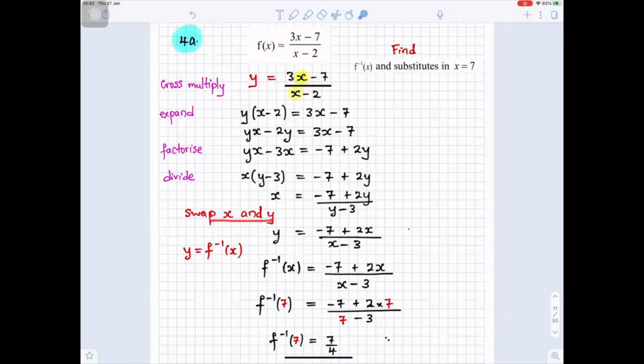Finally, we can swap x and y. So you get the new expression. And that y now is your f inverse of x. So to get f inverse of 7, you replace x with 7. So wherever you see x, you put 7. So it becomes minus 7 plus 2 times 7 over 7 minus 3. So f inverse of 7 gives you 7 over 4.